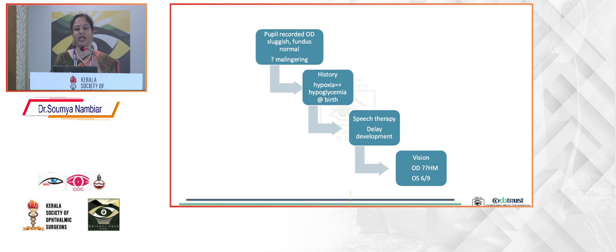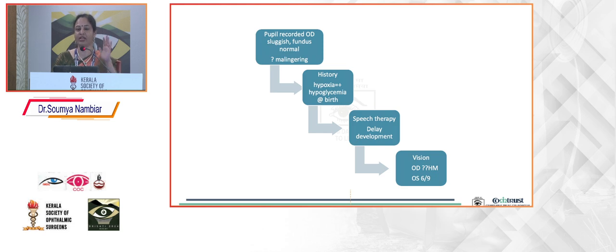They suspected malingering. When they came to the squint clinic, I took the history again. There was a history of hypoxia, and hypoglycemia at birth. There is a speech therapy issue, and there is delayed development. So in my mind, I was thinking about CVI features and all that. Okay, vision, but why sudden vision loss?